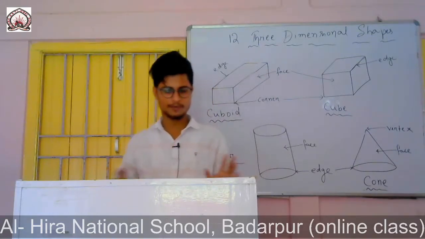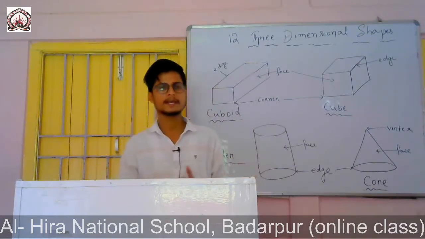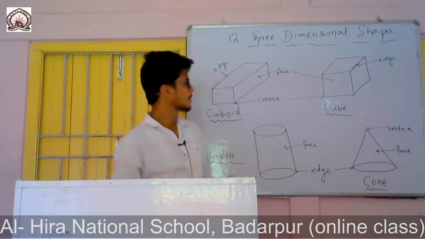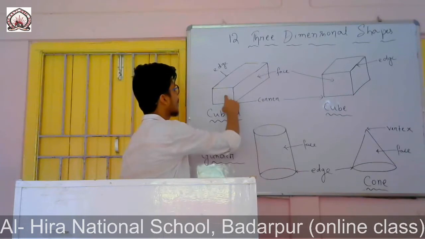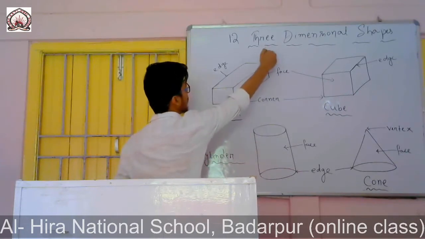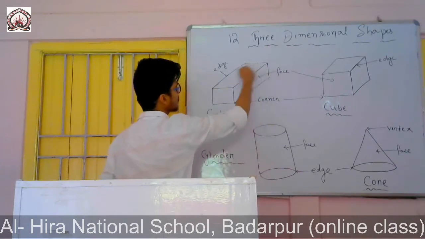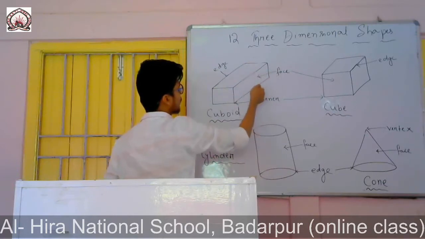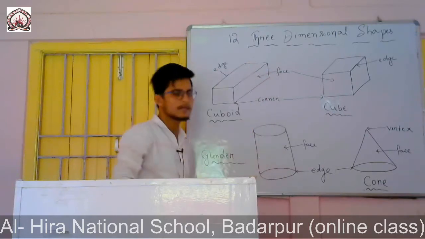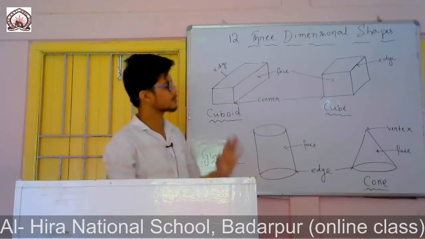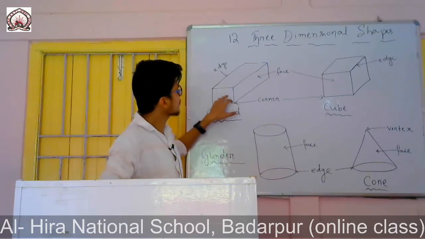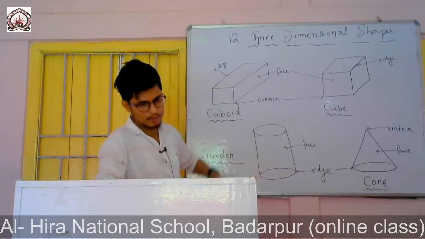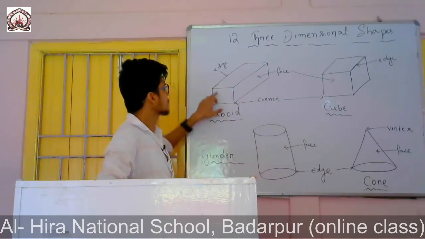So in the case of a cuboid, we find that it has 6 faces. If you just count all the faces, you will find that it has 6 faces. 1, 2, 3. Then that side one face, below one face. That means 1, 2, 3, 4, 5, and that side another face, 6. In the case of a cube also it is the same, 6. They have 6 faces and 12 edges.